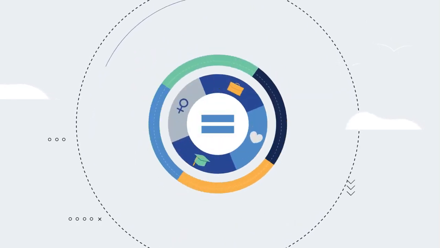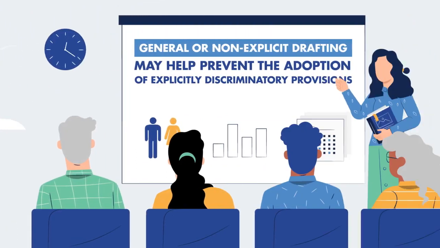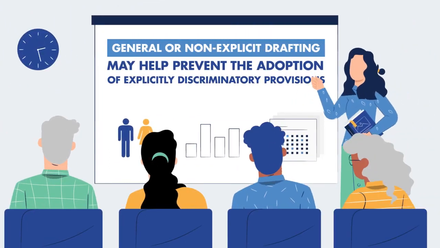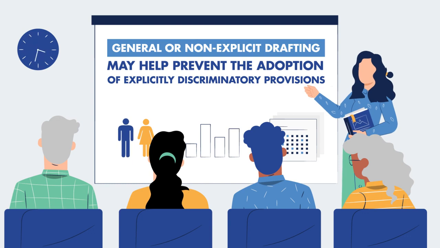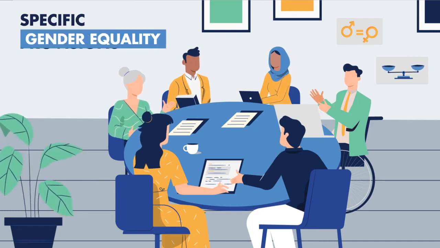However, when the situation at the time of drafting is unfavorable to women's rights, general or non-explicit drafting may help prevent the adoption of explicitly discriminatory provisions. In such cases, drafters should strive to adopt specific gender equality provisions.